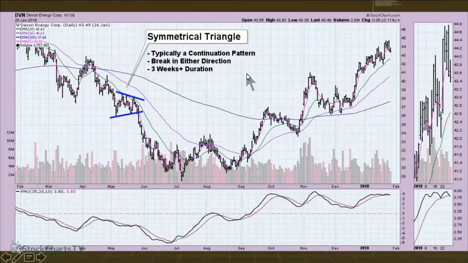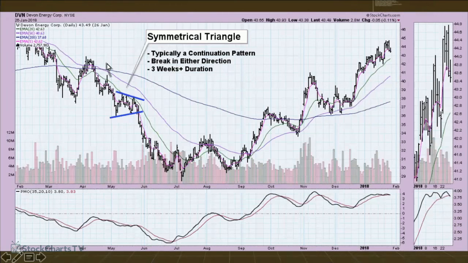The symmetrical triangle is typically a continuation pattern. It can break in either direction, but typically it just continues the trend. But it's a time of indecision. Nobody can really grapple and grab the market. And it just gets to a point and either the bears win or the bulls win. So the symmetrical triangle is just interesting in knowing that there's indecision, there's pushing and pulling. And so they're interesting to find, and then it can give you a sense of what's going on in the market in general.